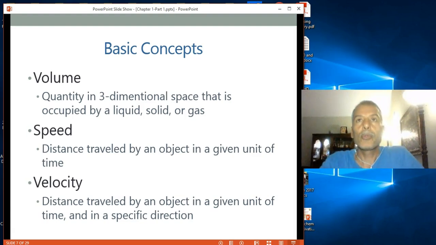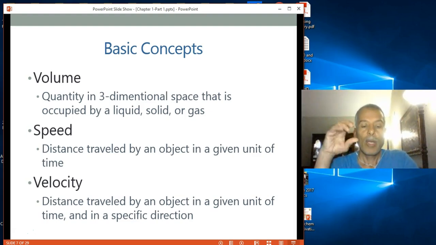Then we move to other concepts, including volume. Volume, when you think of it, you think about sound, like high volume, low volume. But volume means more than that. A volume is the quantity or the space, the quantity in a three-dimensional space that is occupied by a liquid, a solid, or a gas.